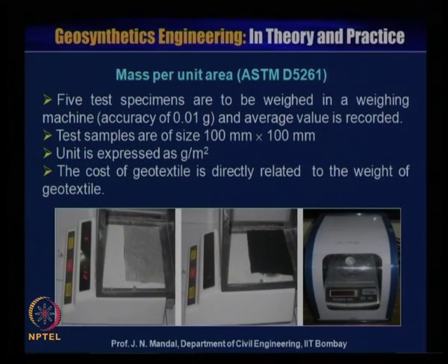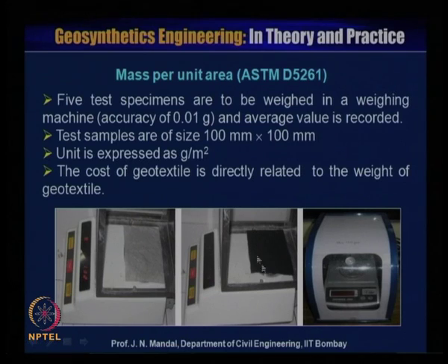Mass per unit area is measured as per ASTM D 5261. Five test specimens are weighed in a weighing machine with an accuracy of 0.01 gram, and the average value is recorded. Test samples are of size 100 millimeter by 100 millimeter, and the unit is expressed as gram per meter square. The cost of the geotextile is directly related to the weight of the geotextile material. You can see here, this geotextile sample is 100 millimeter by 100 millimeter.